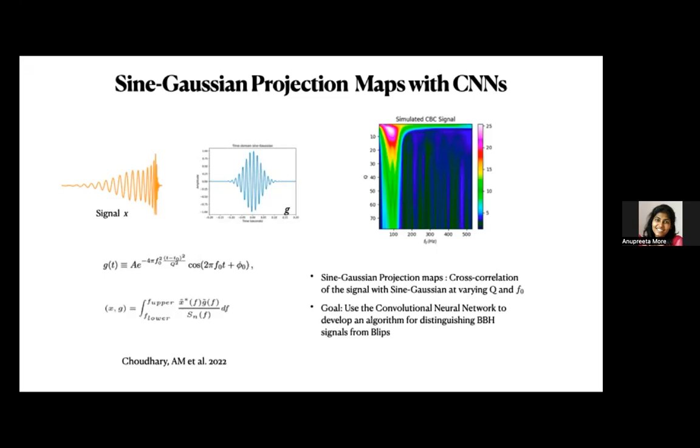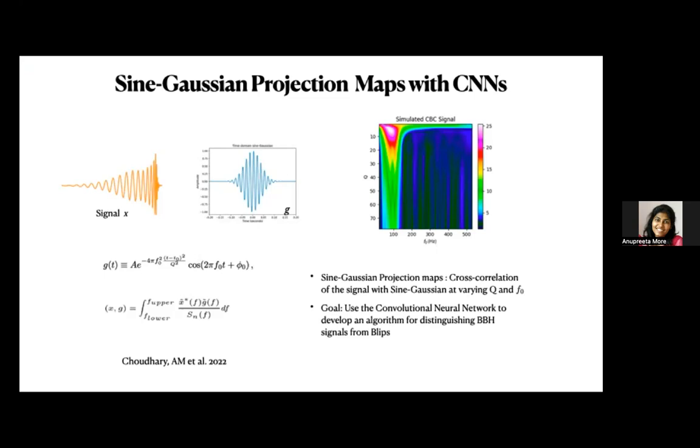So what we are showing here is, if you take your CBC signal and cross-correlate it with different types of Sine-Gaussian functions, where do you see the highest correlation? The y-axis goes from bottom to top, so the small Q values are here, and the small f-naught values are over here, top right. The fact that you're seeing a high correlation in this top left corner means that a given CBC signal can be represented by small Q and small f-naught values. So when we project our signal onto the parameter space of a Sine-Gaussian, we get this kind of Sine-Gaussian projection map.